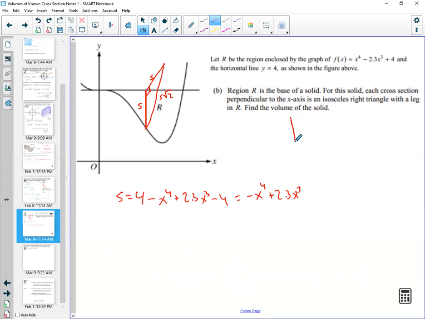Either way, if I sketch that triangle over here, it's like S and S. The area is 1/2 base times height, so it's 1/2 S times S, just 1/2 S squared. That doesn't surprise me that much. If it was a square with side S, it would look like that, and this is half of that. So the area function is 1/2 times S squared, which is 1/2 times negative x to the 4th plus 2.3x cubed, squared.